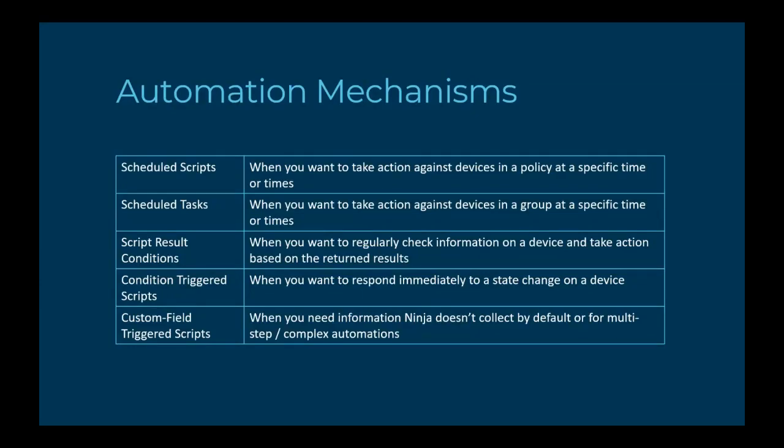So I wanted to just provide one screen that goes through the different mechanisms that Jeff talked about. There are 5 automation mechanisms in Ninja: scheduled scripts, scheduled tasks, the script result condition triggered scripts, and then custom field triggered scripts. There's some overlap here in how they're created and set up, but they have different use cases.